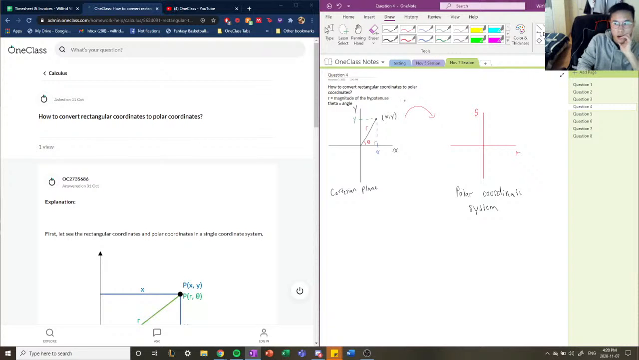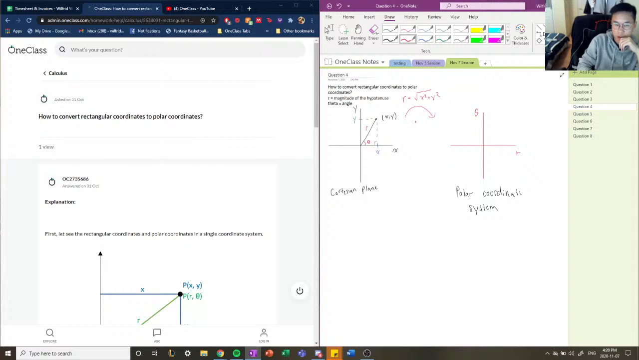Well, if you remember your trigonometry, Pythagorean theorem, r is essentially the hypotenuse. The magnitude of a hypotenuse is just the adjacent arm and the opposite arm, or x squared plus y squared, square rooted, right? So the magnitude of r is just the square root of x squared plus y squared.